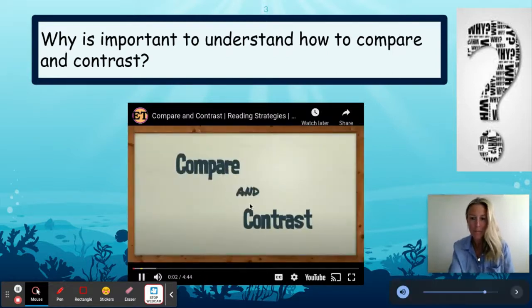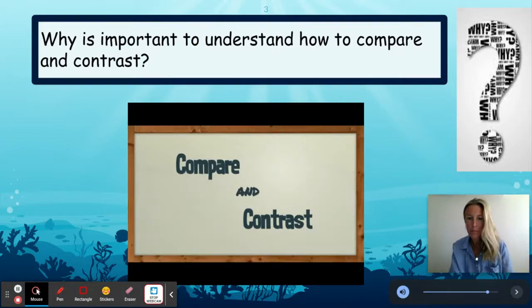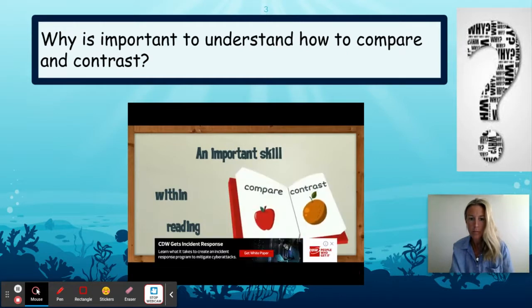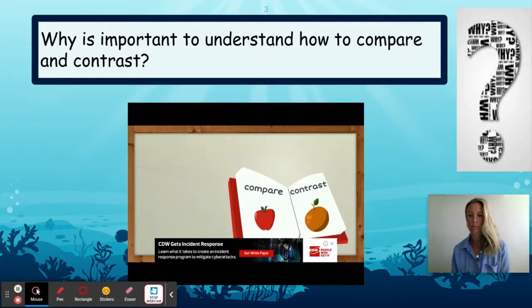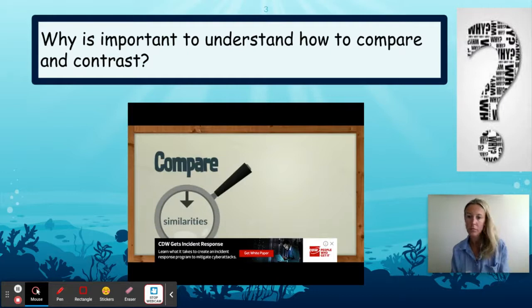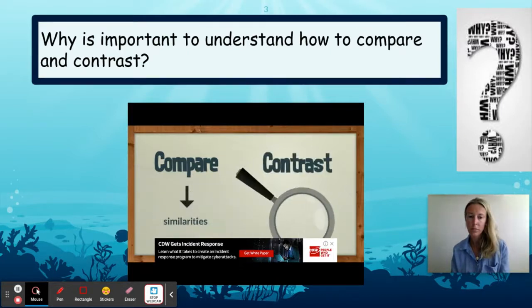Compare and contrast. An important skill within reading is being able to compare and contrast. It helps us to organize information more efficiently. It's also an important skill in our everyday lives. What does compare and contrast mean? To compare means to identify similarities between two or more things. To contrast means to identify differences.